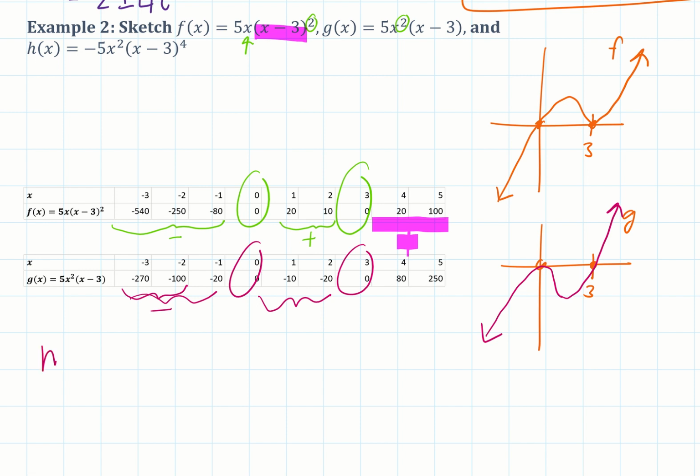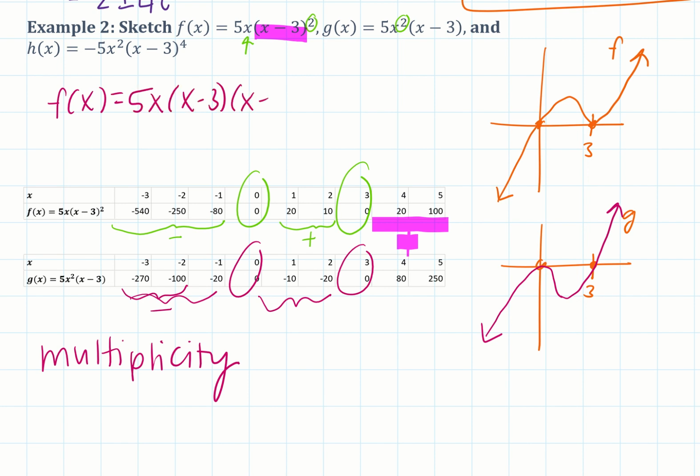The multiplicity of a factor is the number of times that factor appears in a function. So f of x is the same thing as saying 5x times x minus 3 times x minus 3. The factor x minus 3 occurs twice. So the factor x minus 3 has multiplicity 2. That's why we see the function bouncing off the x-axis at x equals 3. Anytime a factor has an even multiplicity, the function will bounce off of the root corresponding to that factor.